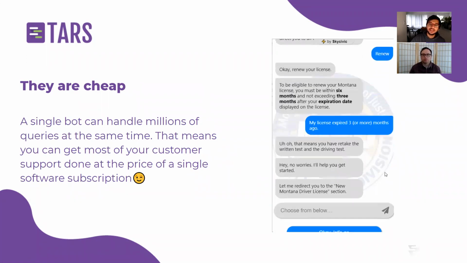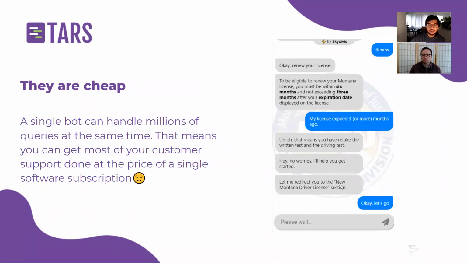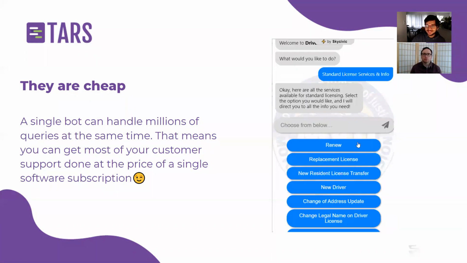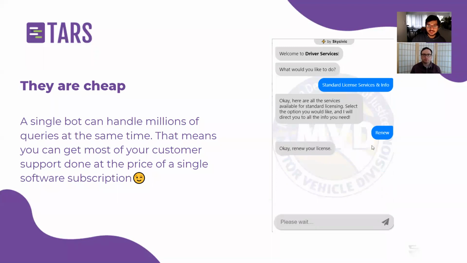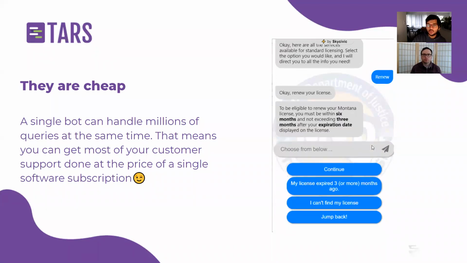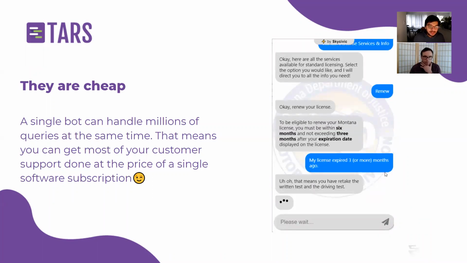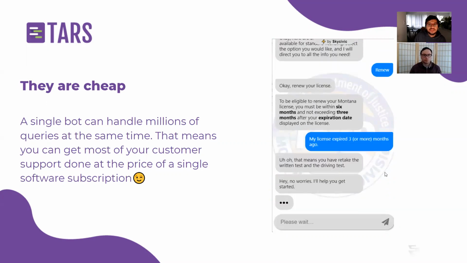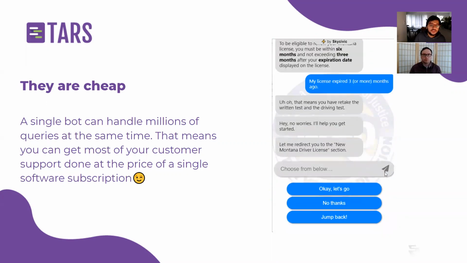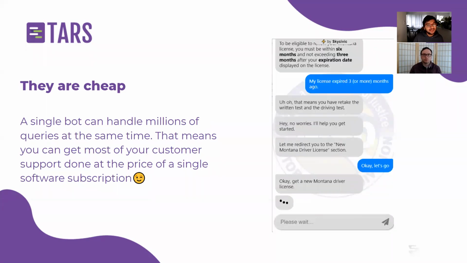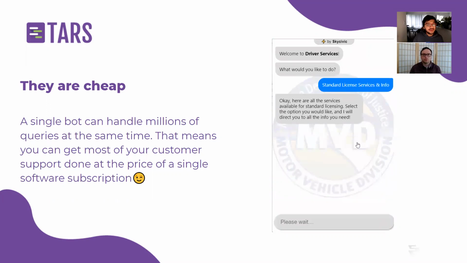They are cheap, just like a regular text-based system, because at the end of the day, a bot is a piece of software. So a single bot can handle millions of queries at the same time. You are literally going to need one bot customer support agent to handle almost, like as we were mentioning before, 70-80% of the queries that come to your human customer support system. And that means for the price of a single software subscription, you can automate away a lot of your customer support woes.